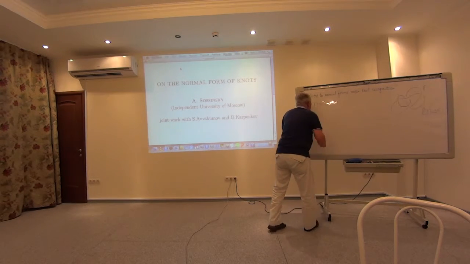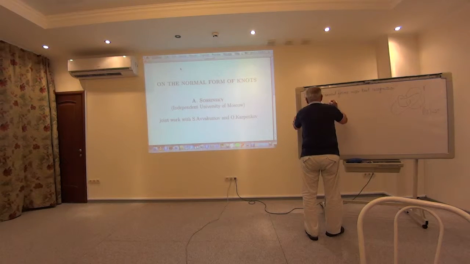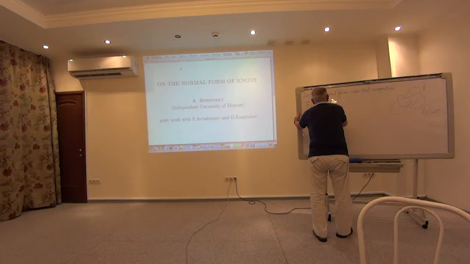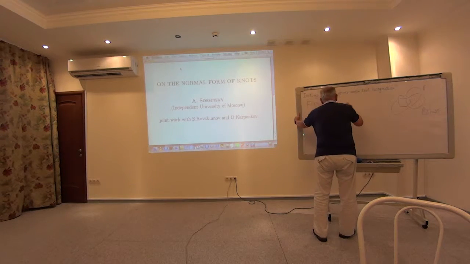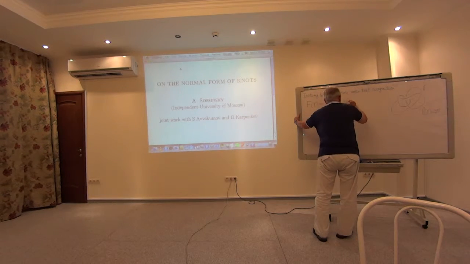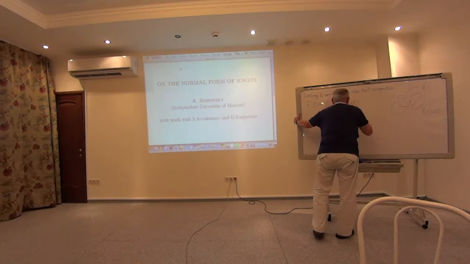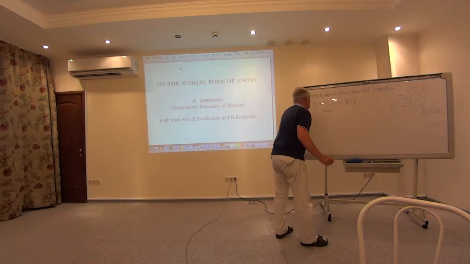is the sum of 2 functions. The first one is the so-called Euler functional. This is Euler. And the second one, second summand, this function, is a very simple repulsive function. So what is the Euler function?